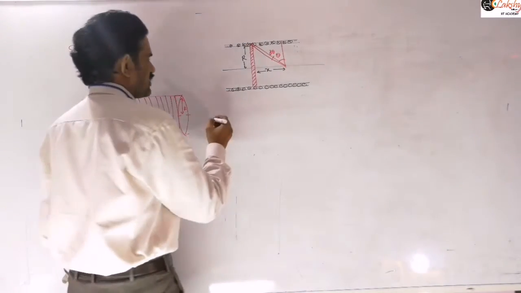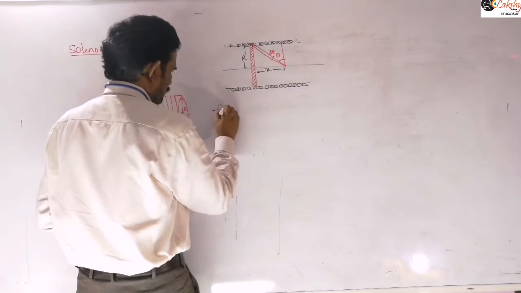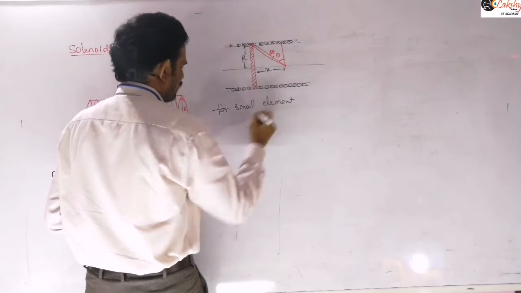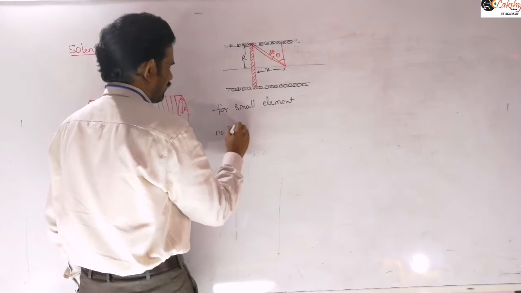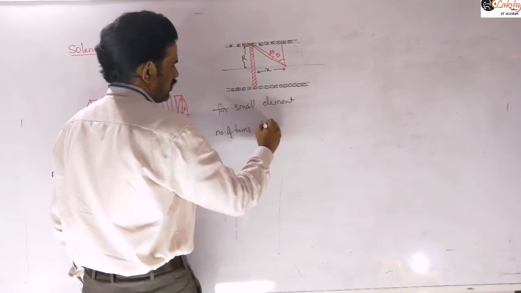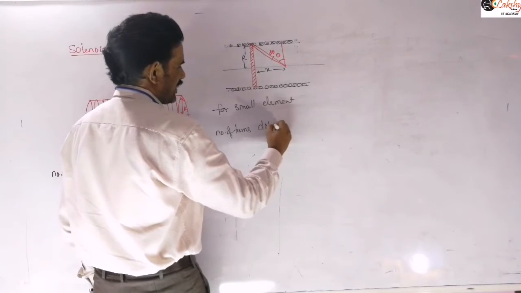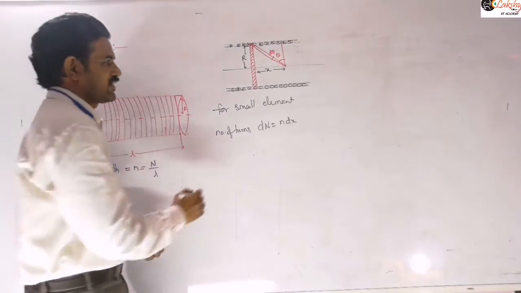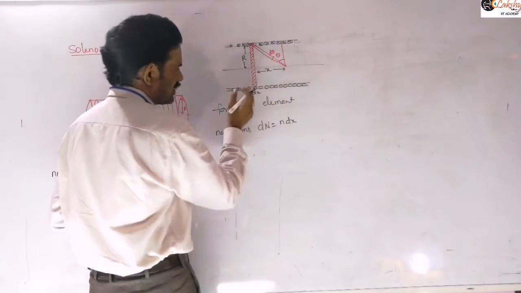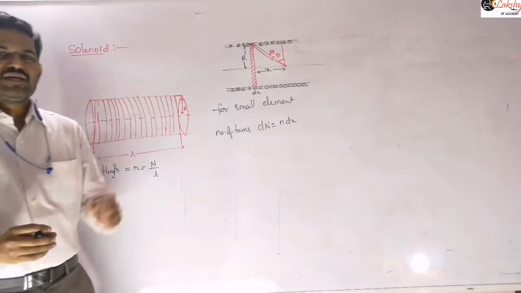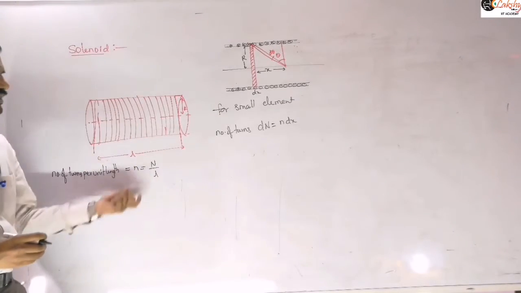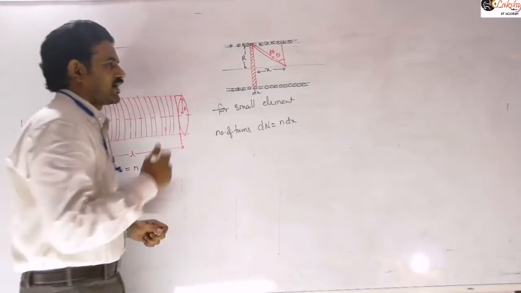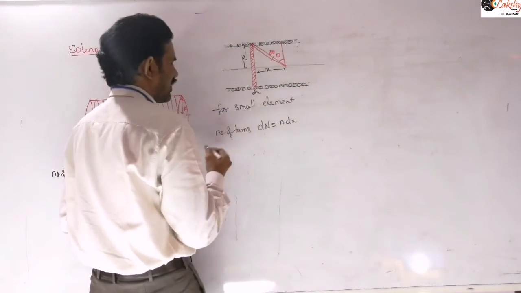The number of turns in this small element I am writing first. For a small element I will write all the data related to that small element here. The number of turns in that small element I can write as n into dx. Here n is the number of turns per unit length, and this distance you may consider as dx, that width. So n into dx gives us the total number of turns in that small element. If you cut a small element, it may consist of some number of turns, so we are taking the number of turns like that. Next we can write the magnetic field expression.